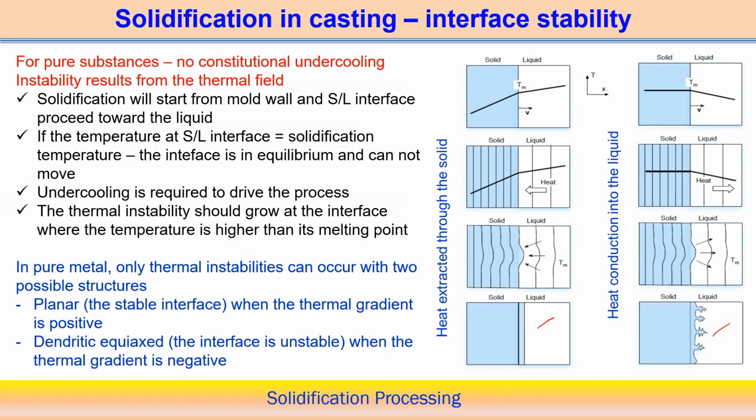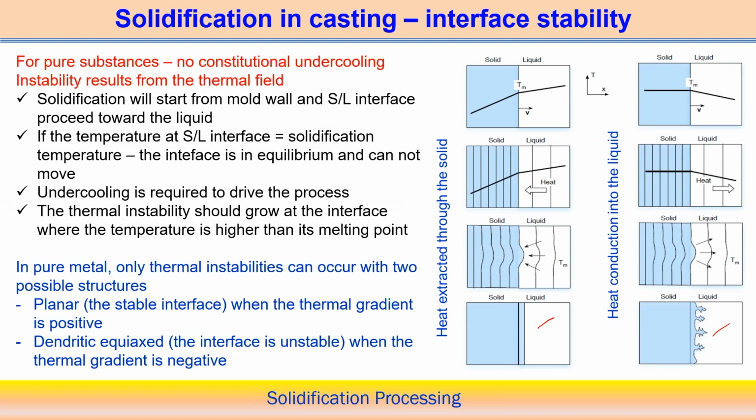Now definitely in pure metal, pure substances, usually undercooling is required to drive the process to move the solid liquid interface in one particular direction. So the driving force is the undercooling in this case, but the thermal instability should grow at the interface where the temperature is higher than its melting point. When the temperature in this particular zone is higher than its melting point, at this point the thermal instability usually occurs, or should grow.